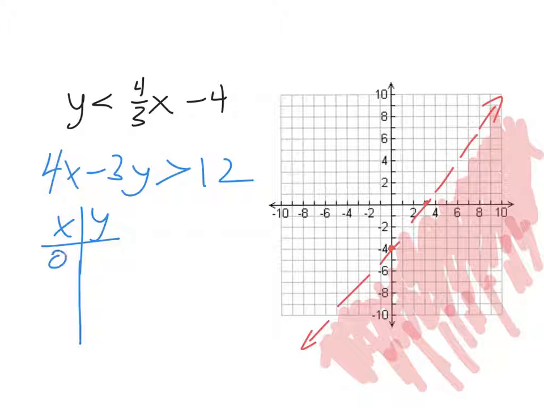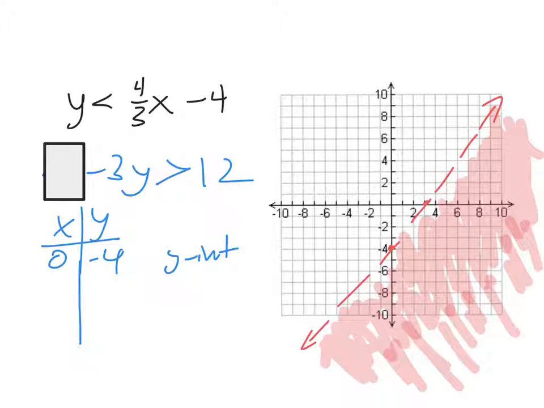If I plug 0 in for x, now this is the y-intercept. Essentially what happens is the x term goes away. Right? So if I solve the equation -3y equals 12, what would y be? -4. Well, we already have a point there, (0, -4), right? We had graphed that already.